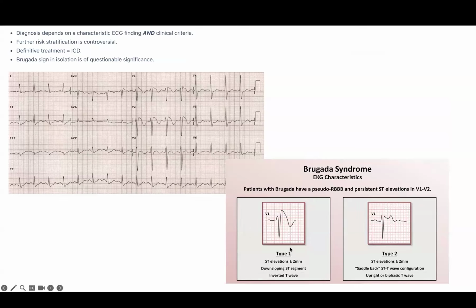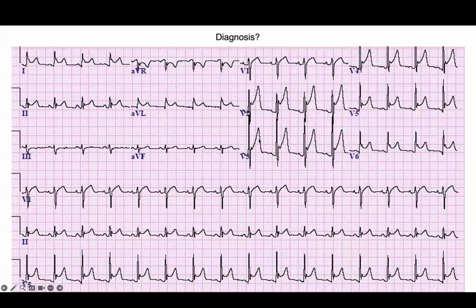So you have a type 1 and a type 2. The one which I showed previously was a type 1. So here you can see ST elevations with a downsloping ST segment and an inverted T wave. Usually it is seen in V1 and V2 predominantly. ST elevation, downsloping ST segment and a T wave inversion. All right. So this is supposed to be characteristic for Brugada syndrome. Diagnosis.